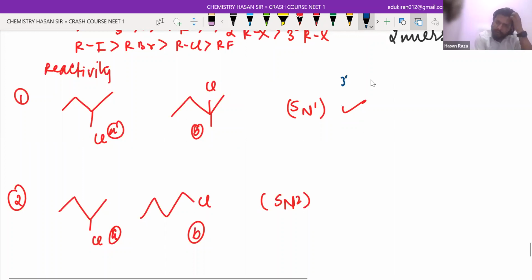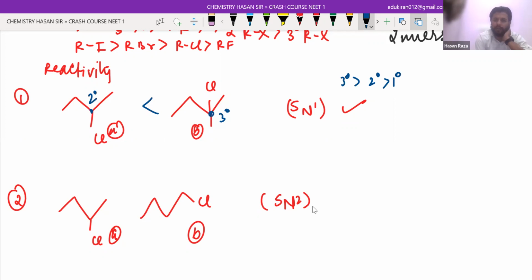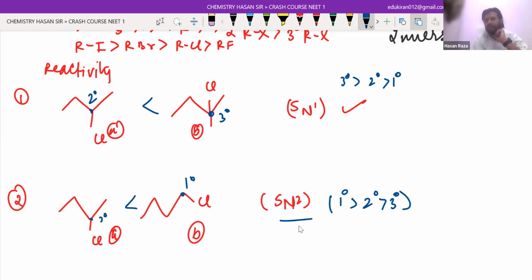Okay, see, SN1: 3 degree, 2 degree, 1 degree. So this is your 3 degree and this is your 2 degree, so this will react faster. SN2: 1 degree, 2 degree, 3 degree. So you can see this is your 1 degree, this is your 2 degree. So 1 degree will be faster in SN2. Isn't it easy?